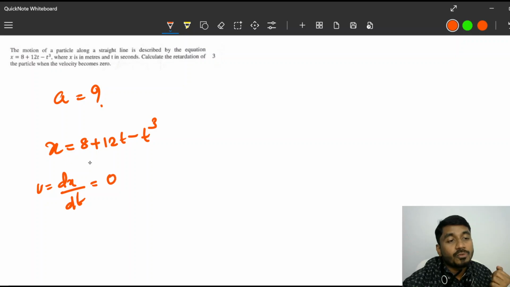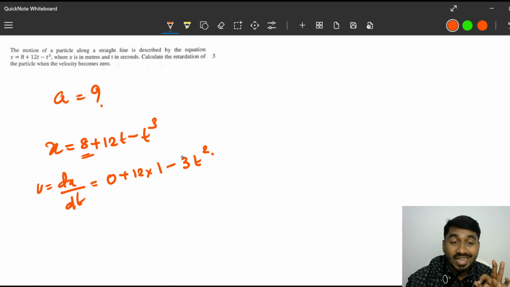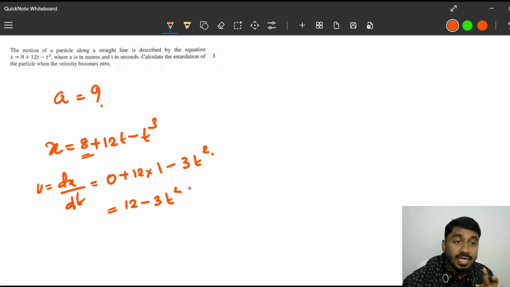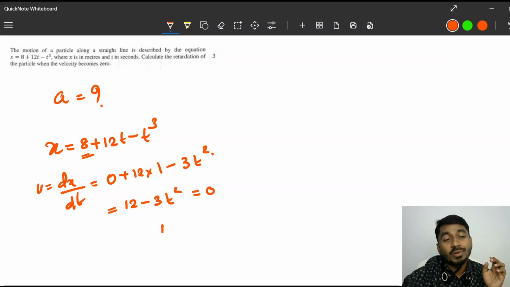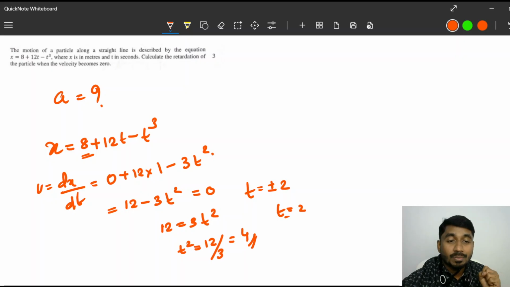You will get derivative of 8 is equal to 0 plus 12 into derivative of t is 1 minus 3t square. Clear? T cube derivative is 3t square. You will get the answer 12 minus 3t square. And we need to find the retardation when the velocity becomes 0. So substitute the velocity equal to 0. You will get 12 equal to 3t square and you will get t square is equal to 12 by 3 is equal to 4 and t you will get it as plus or minus 2, but t we will take it only the positive value. We will get the answer t is equal to 2 seconds.